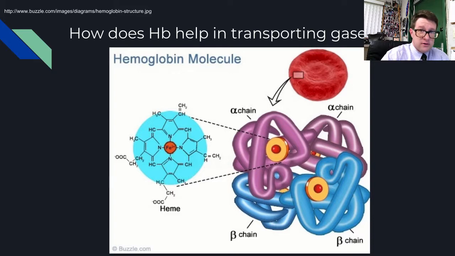CO2 has a trick, and that trick is it can turn into carbonic acid. Oxygen, turns out, doesn't have that trick. About 3% of oxygen can remain dissolved in your blood, inside of the water aspect of your extracellular fluid, but that's not going to help us out. So what we need is an extra step, something additional to help us move around oxygen.